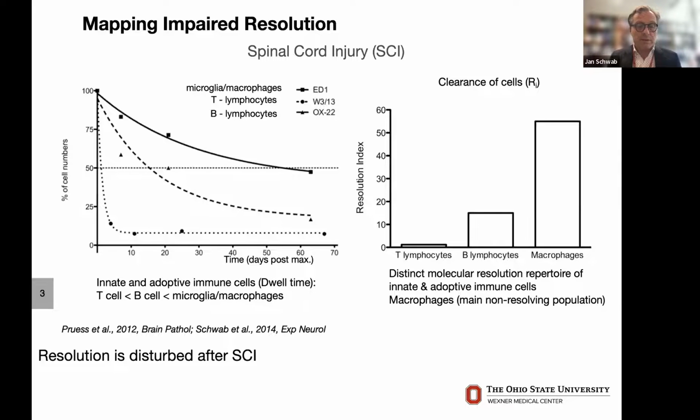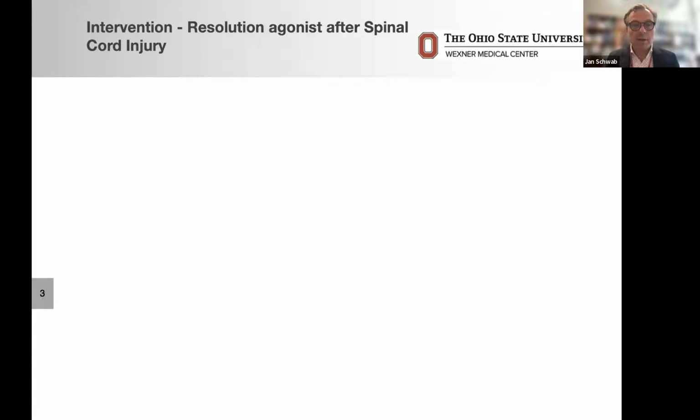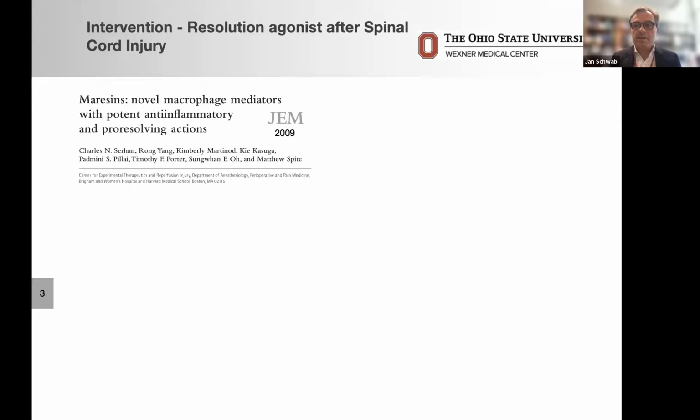So resolution is disturbed after spinal cord injury. You saw this image also after human spinal cord injury. Can defective resolution now be rescued? To test this hypothesis, we took advantage of learning more about the resolution agonists, which are synthesized by macrophages, and the group of maresins are key.